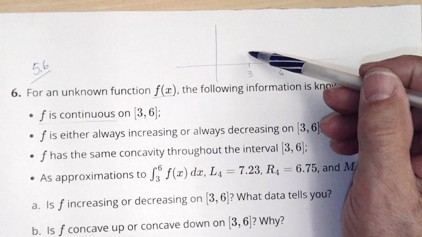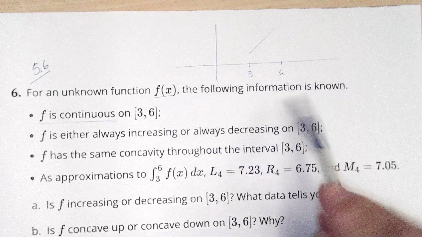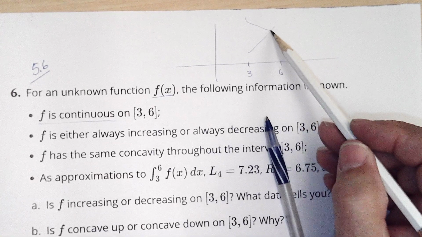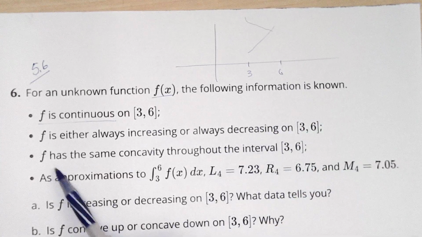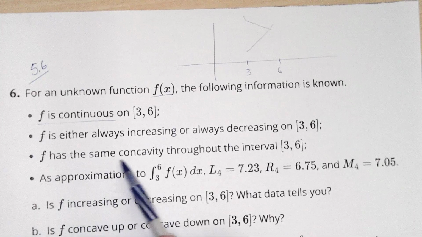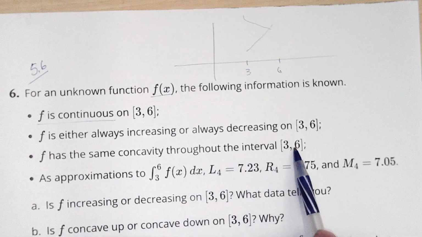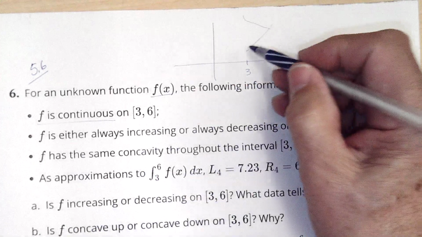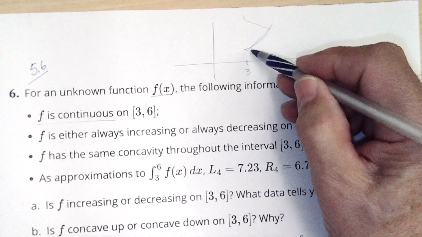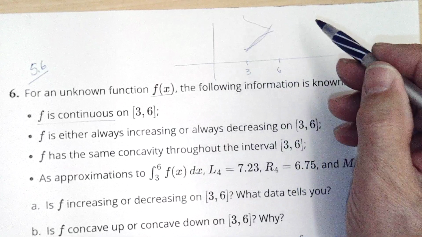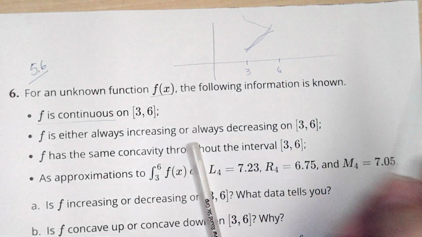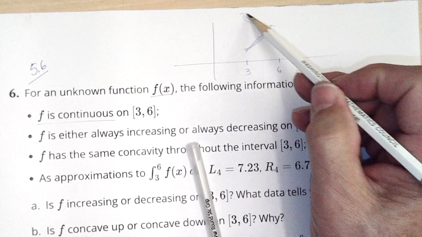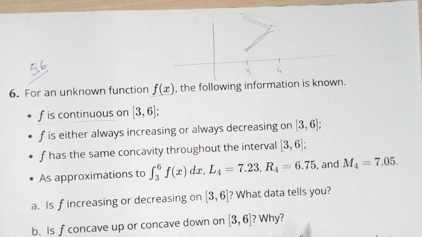So it's either always increasing or always decreasing, one of those two. And it has the same concavity throughout the interval 3 to 6. So it's either always concave up or always concave down: increasing or concave down, up or concave down, decreasing.